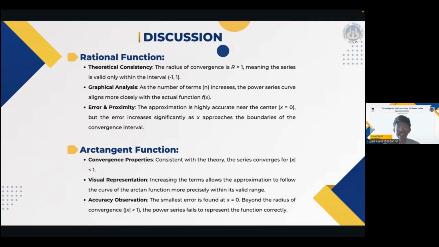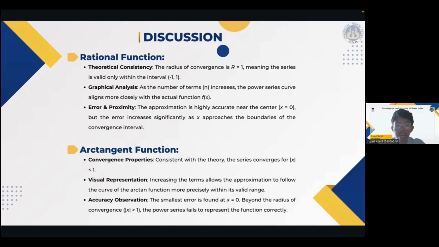Okay, now let's look at the discussion for our first function, the rational function. First, regarding the theoretical consistency, our calculation shows that the radius of convergence is r equals 1. This means the series is only valid and reliable within the interval of minus 1 to 1. The graphical analysis confirms that as we increase the number of terms from n equals 3 to n equals 10, the power series curve aligns more closely with the actual function.